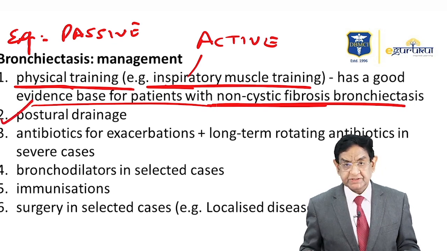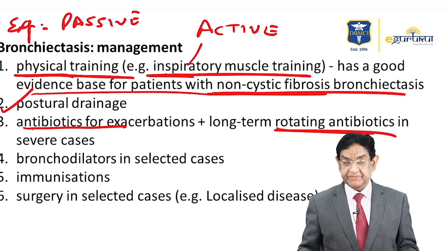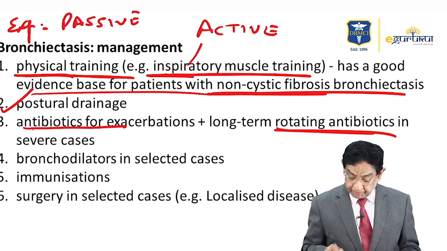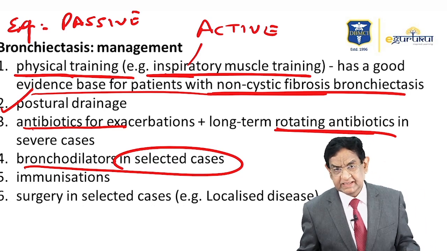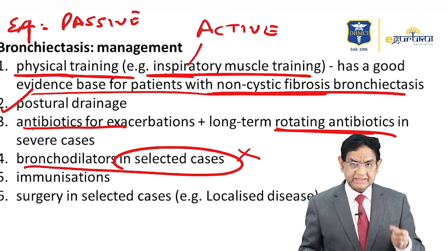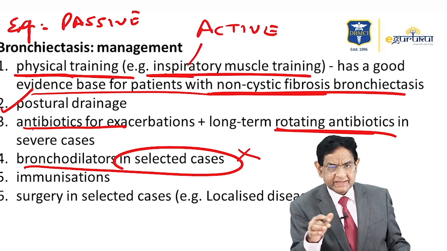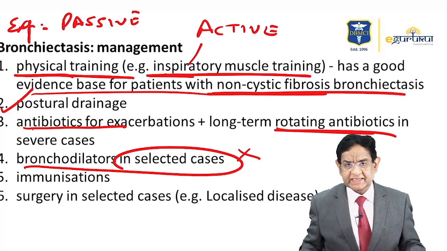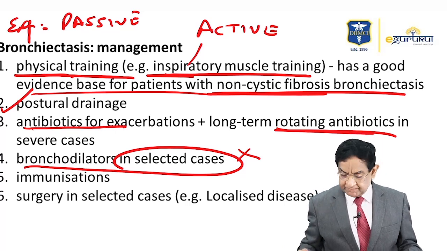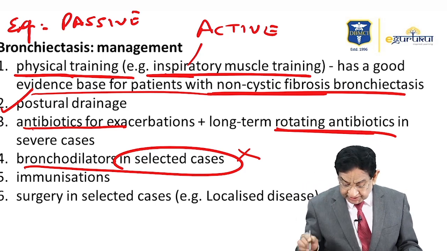Postural drainage, the point I mentioned to you, antibiotic and rotation of antibiotic in severe cases. Bronchodilator in selected cases, not in all cases. Usually bronchodilators don't play any role, but in some cases where at one part there may be bronchiectasis, another part there can be bronchospasm, but it's not a common thing. It is given in the NICE guidelines, so I'm talking to you. But at the same time, it definitely says, in selected cases, it's not a routine treatment.